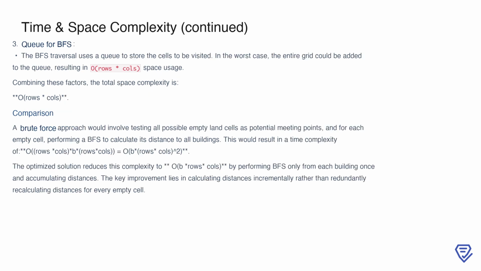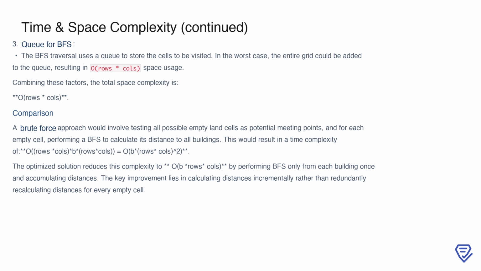Another factor affecting space complexity is the queue used for BFS. As the algorithm explores the grid, it adds cells to the queue. In the worst-case scenario, the entire grid could be added to the queue, leading to a space usage of rows*cols. When we combine these factors, the auxiliary matrices, the visited matrix, and the BFS queue, the total space complexity of the solution becomes rows*cols. To appreciate the efficiency of this approach, let's compare it to a brute force method.